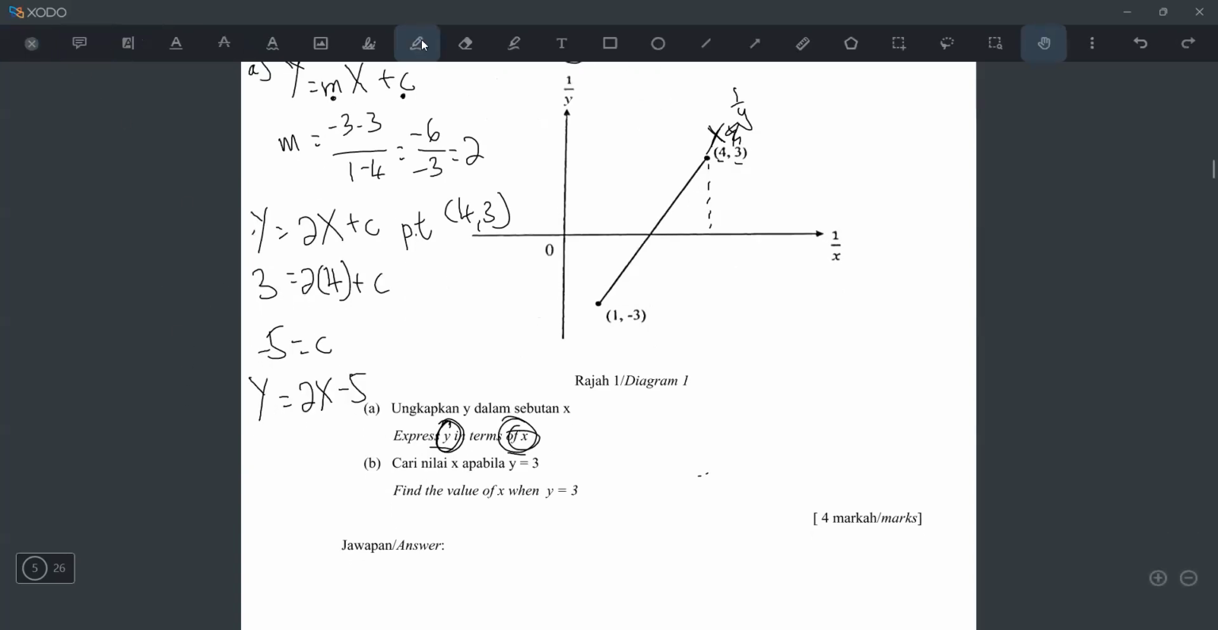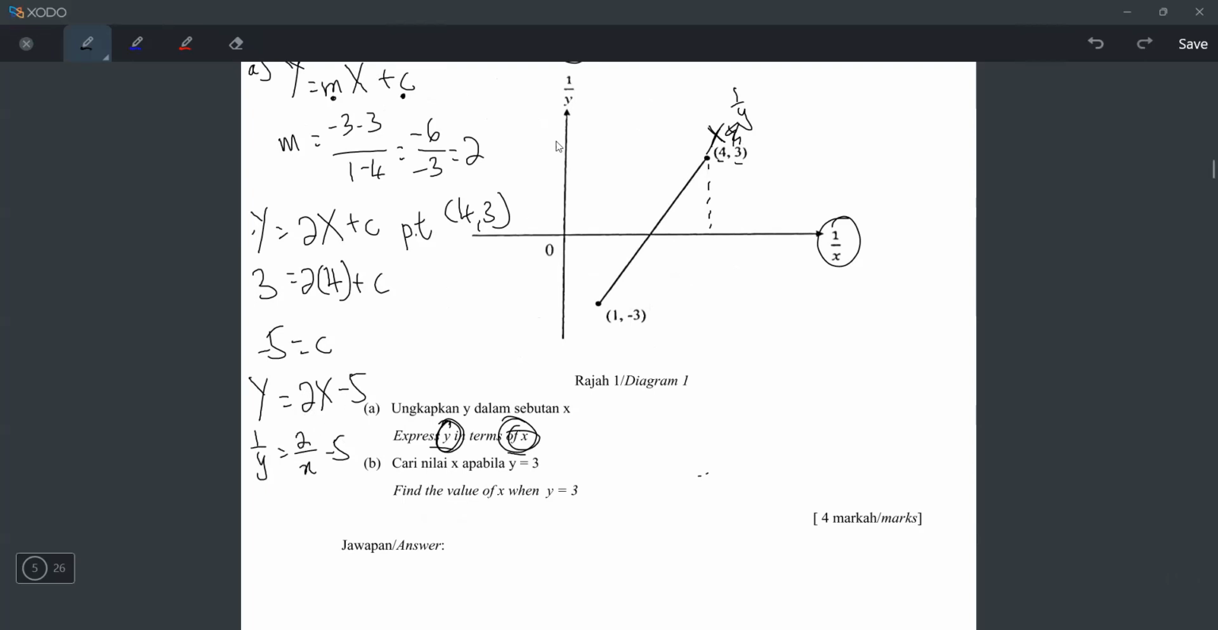So now only I will change to the big Y, I will change to the y-axis, 1 over y equals 2 times the big X is the x-axis, 1 over x, which is 2 times 1 over x, which is 2 over x minus 5. Can you see now I use the small letter y and x already because I already changed this. So if you do like me, then you will not salah. Because I always have this habit.